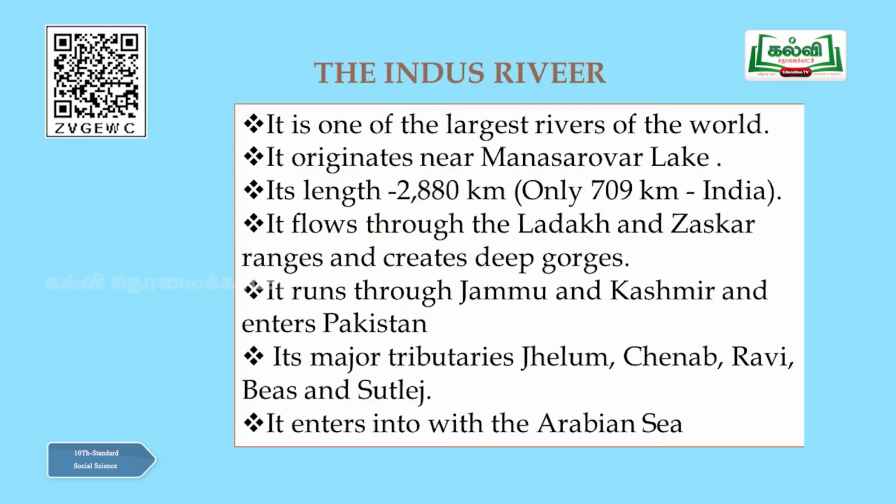This Indus river system runs through Jammu and Kashmir and then it enters into Pakistan. Its major tributaries are Jhelum, Chenab, Ravi, Beas and Satluj, and after this at last it enters into the Arabian Sea.